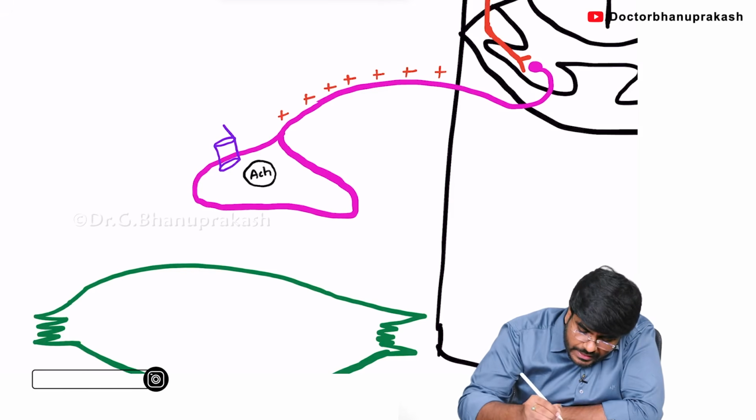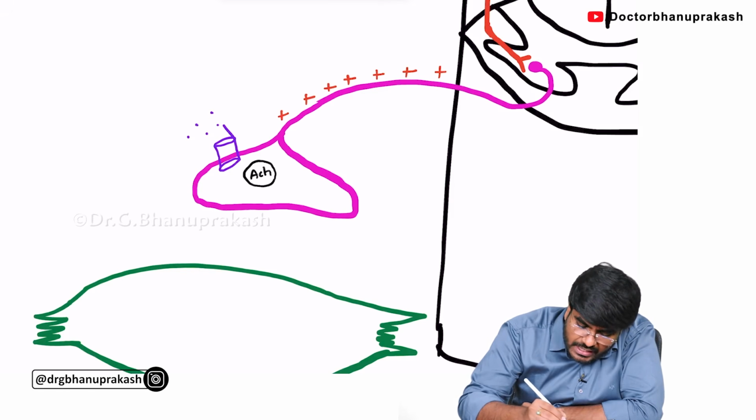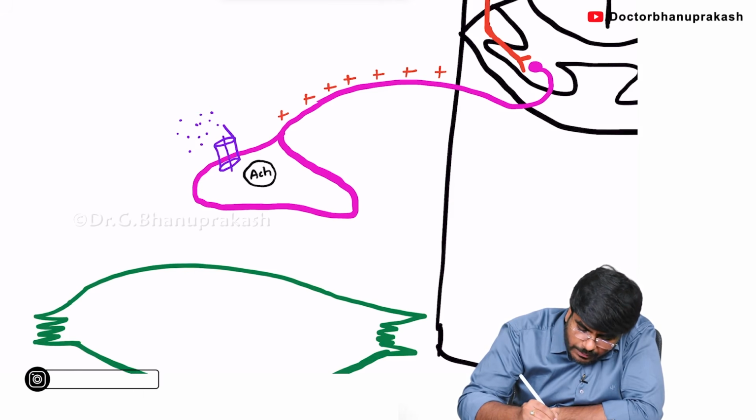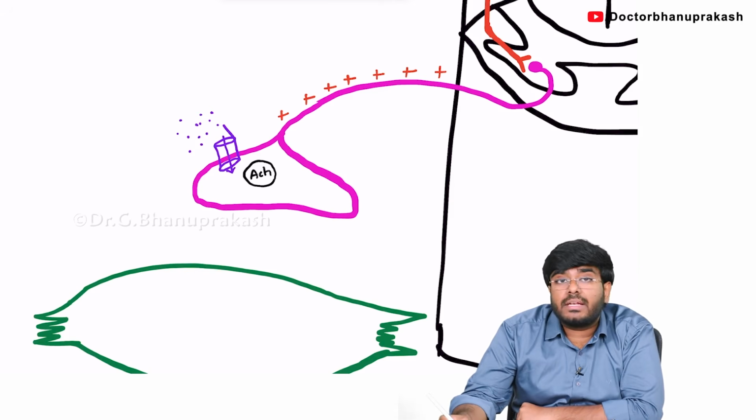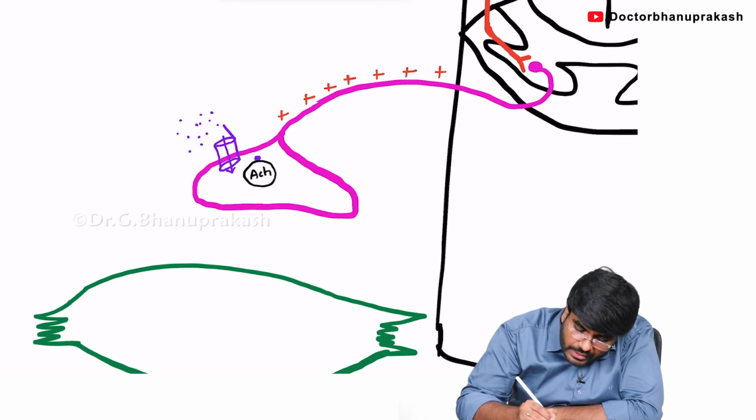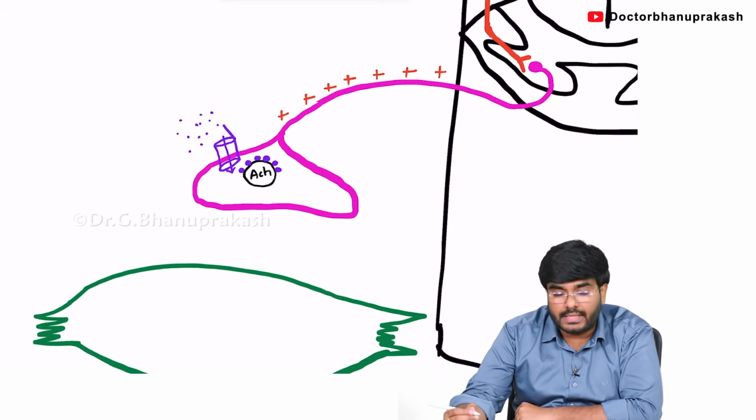Now, who is going to come inside? It is the extracellular calcium which is present outside. Now, it is the extracellular calcium which is going to come in. Where is this extracellular calcium going to bind? The extracellular calcium is going to go and bind with the vesicles which contain the neurotransmitter.